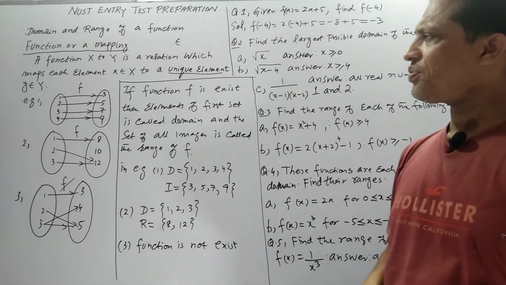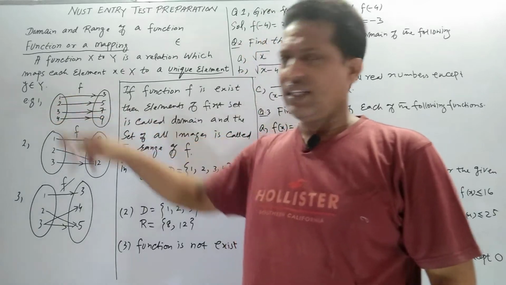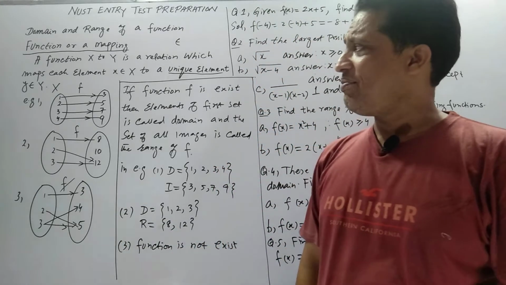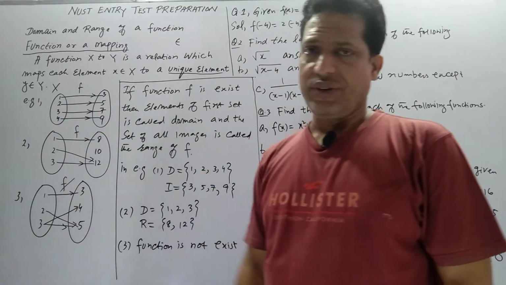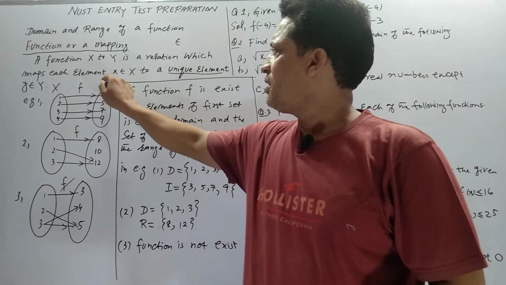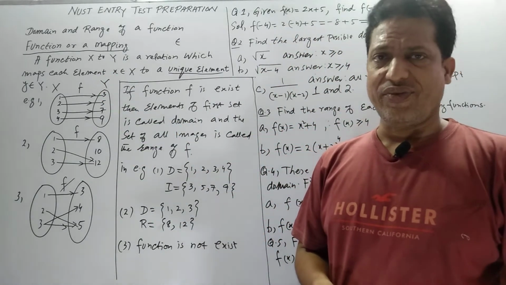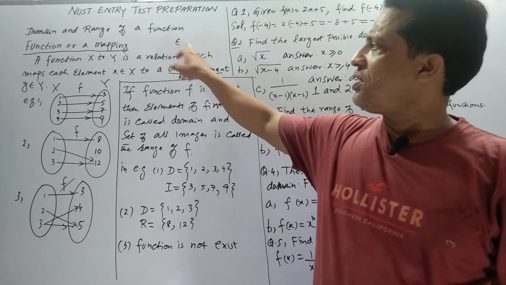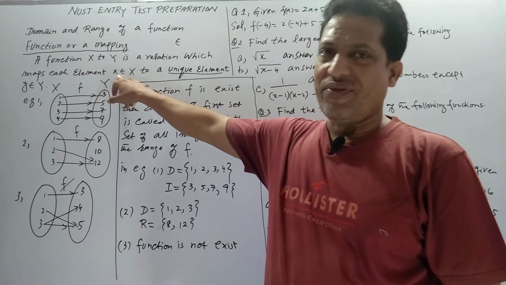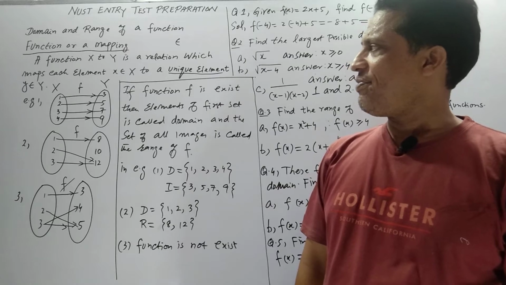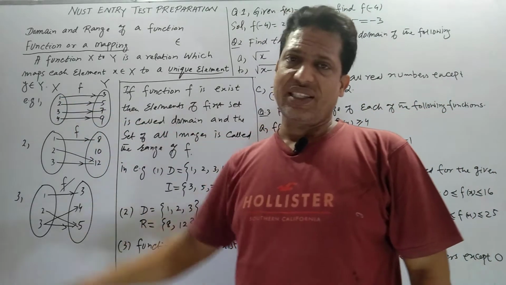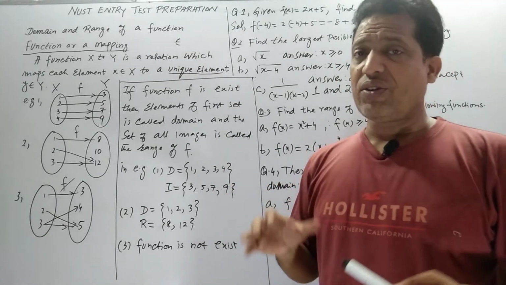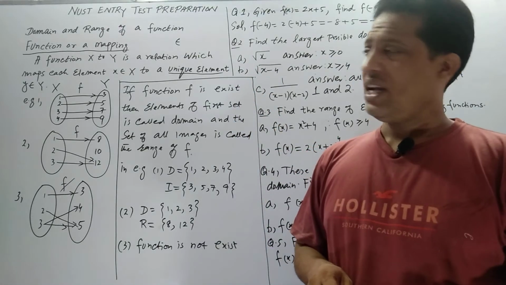See the example. This is a set. You can assign a name to this set, for example X, having some elements 1, 2, 3, 4, and this is the second set. We can assign the name Y. So according to the definition, which maps each element of set X. Each element means if we have 4 elements in the first set, all the elements should be included to map onto the second set.